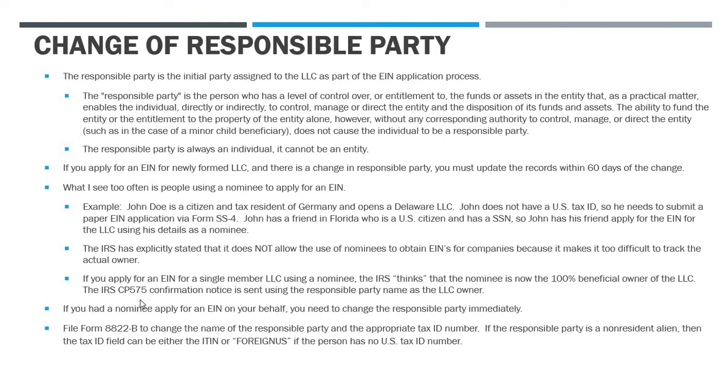Now, if you went down this path because you didn't get the right advice, you can fix this, right? So if you had a nominee apply for an EIN on your behalf, you can change the responsible party, and you should do so immediately. In order to change that responsible party, you file Form 8822-B. Now, this form can also be used to change the address for the business, the physical location for the business. But in our case here, we're only going to be filing it to change the responsible party name and tax ID number. All the address information can remain the same.